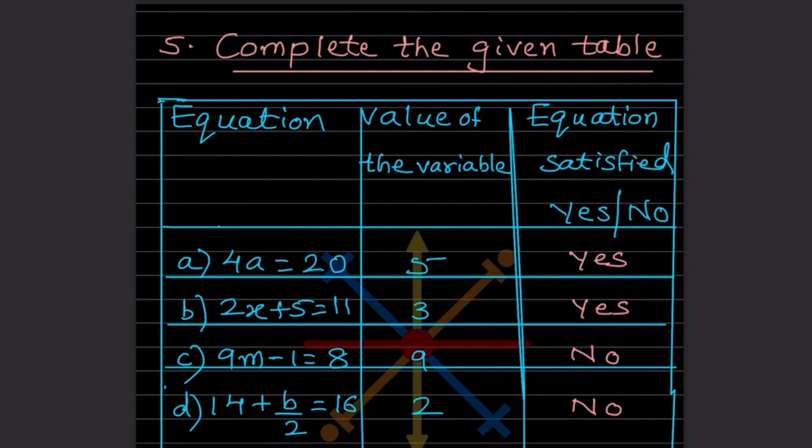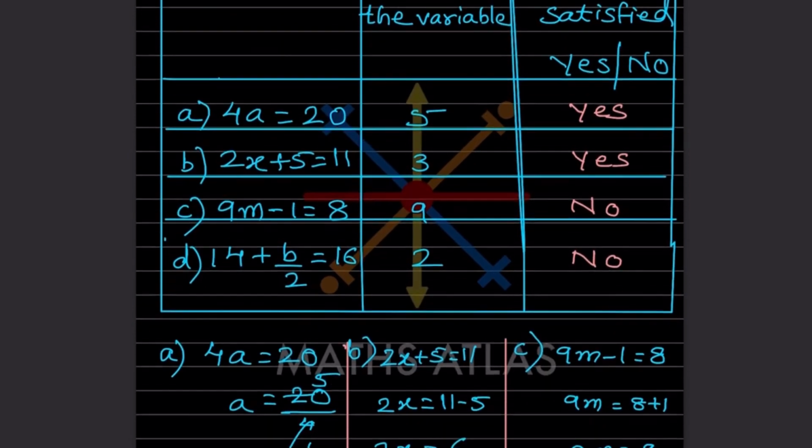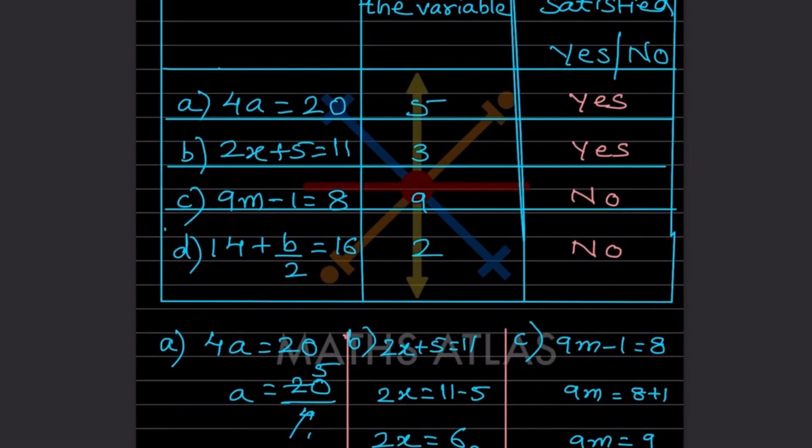Now here for the first they said 4a is equal to 20 and they said the value of the variable is 5. Okay, so that means a is 5. Value of the variable means here the a is 5. So now let us see whether we are getting it correctly. I have done the rough work over here, everywhere, so that it looks like neat work. Okay, so you can easily look at it.